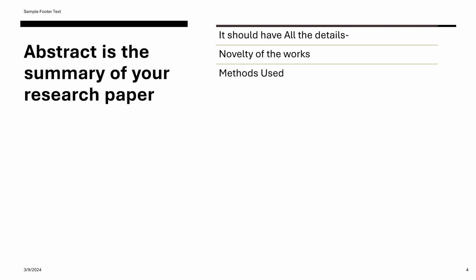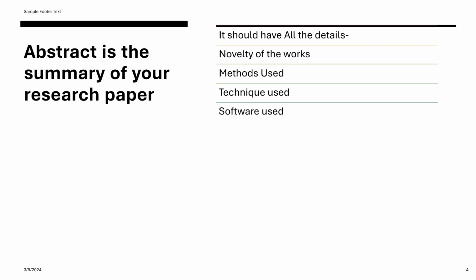The methods which are being opted for the study, for example, you have used the limit state design method or any other kind of method. So you have to mention that you have used this particular method. Secondly, the technique used, for example, you have used any kind of optimization technique, you have used the gradient method, or you have done artificial neural networking with the back propagation technique. So you have to mention that in the abstract.